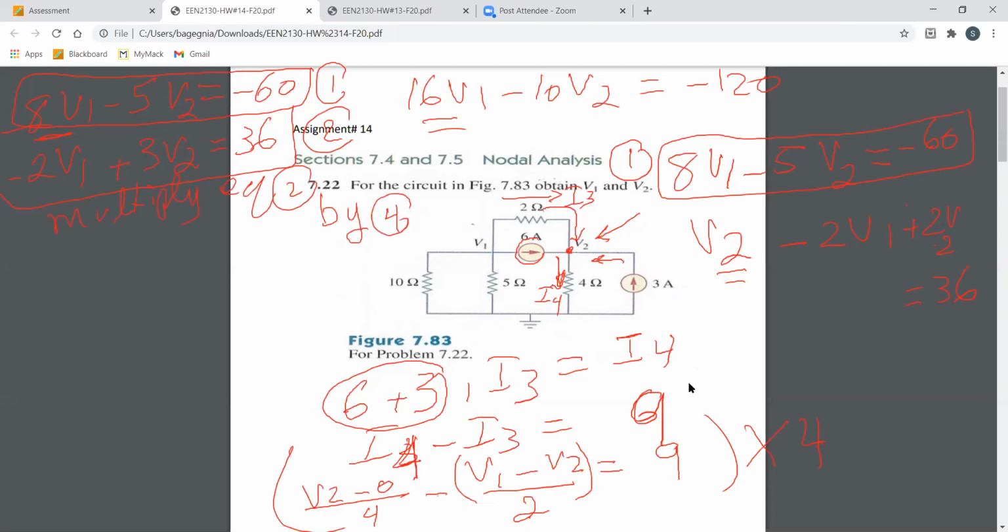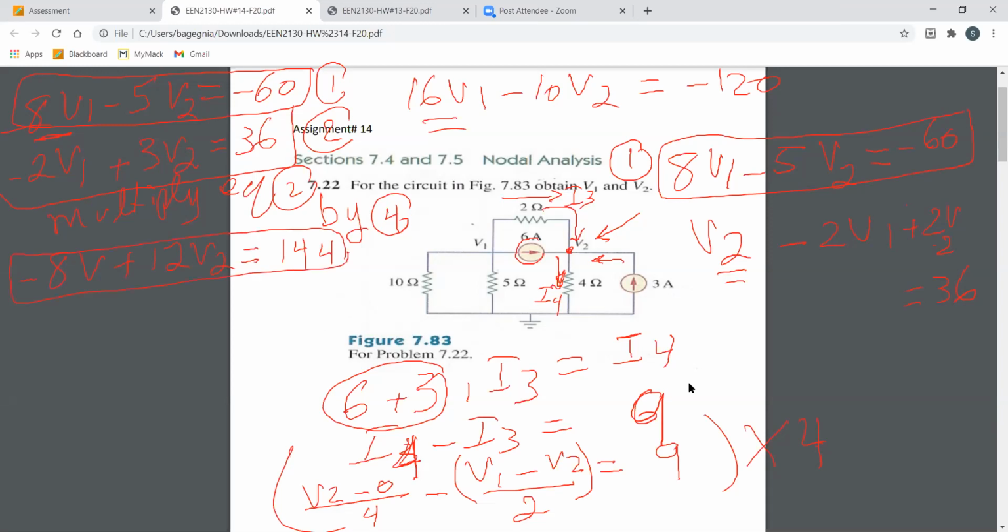And so it will be negative 8V1 plus 12V2 equal to 24, and this will be 144. Okay, so 4 times 6 is 24, 4 times 3 is 12, plus 2 is 14. Now again, we could divide this by 2. Well, we need to add it anyway, so we add.